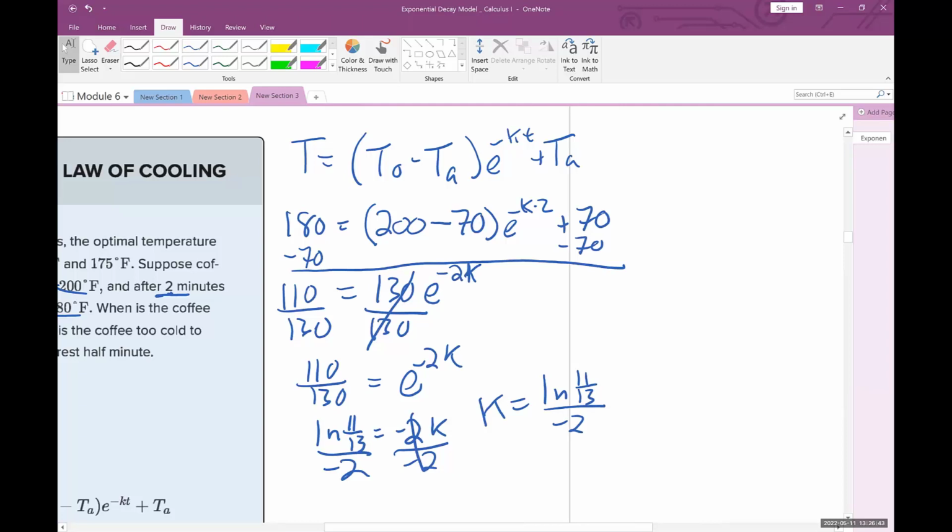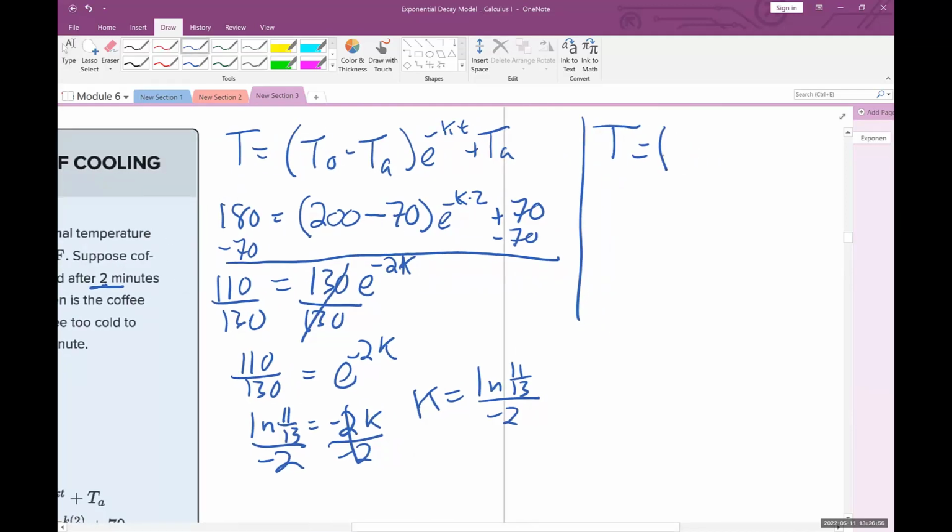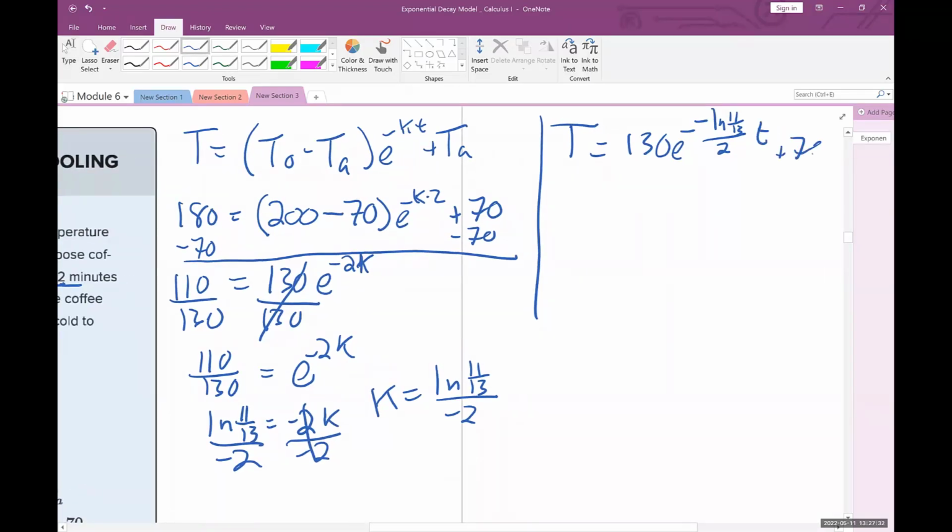Okay, so let's put this back together as a formula. T is the temperature we're after, the target temperature, or the temperature after a certain time. T sub 0 minus T sub A was 200 minus 70, so that was 130, times e to the negative k. Now notice k is a negative number, so the double negative cancels. It becomes e to the natural log of 11 over 13 divided by 2, times t, plus 70. t is part of the power.